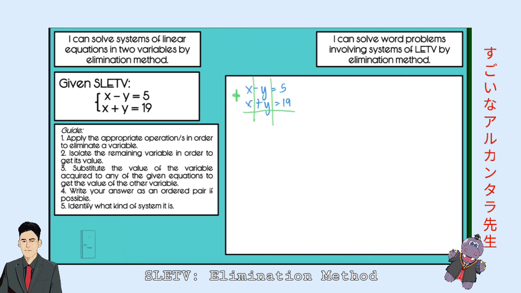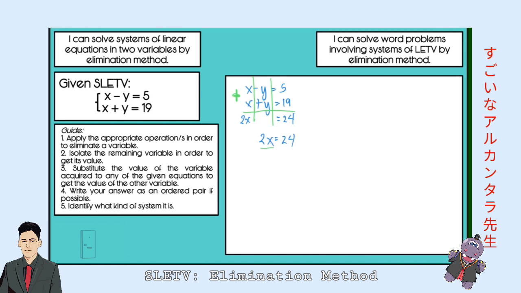So x plus x, that will be 2x. Negative y plus y will be equal to 0. And 5 plus 19 will be equal to 24. Hence the term elimination. We managed to eliminate the y variable because we added these two equations. So our equation now is 2x equal to 24.